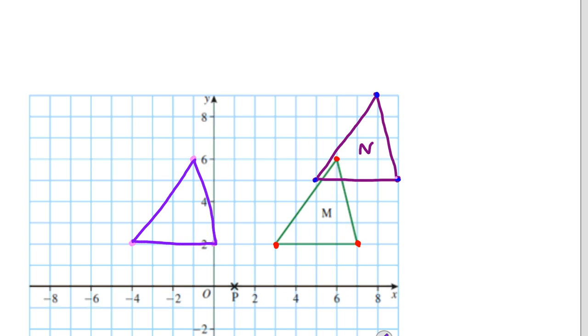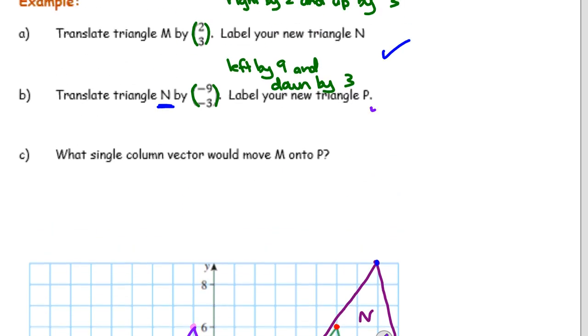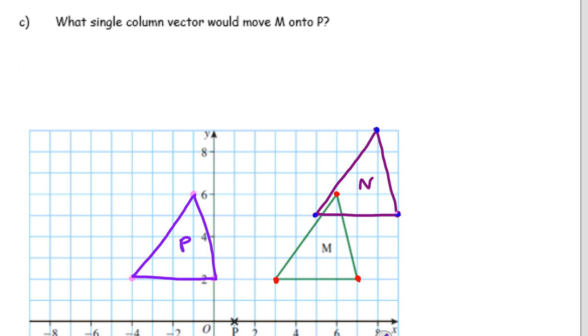P. Have I done what they asked me to do? And does it look about the same? It should be about the same shape and size. It's just in a different spot. It does make sense because N went up by 3 and this one's gone down by 3. So it should be vertically in the same position as M, but it's just moved to the left.